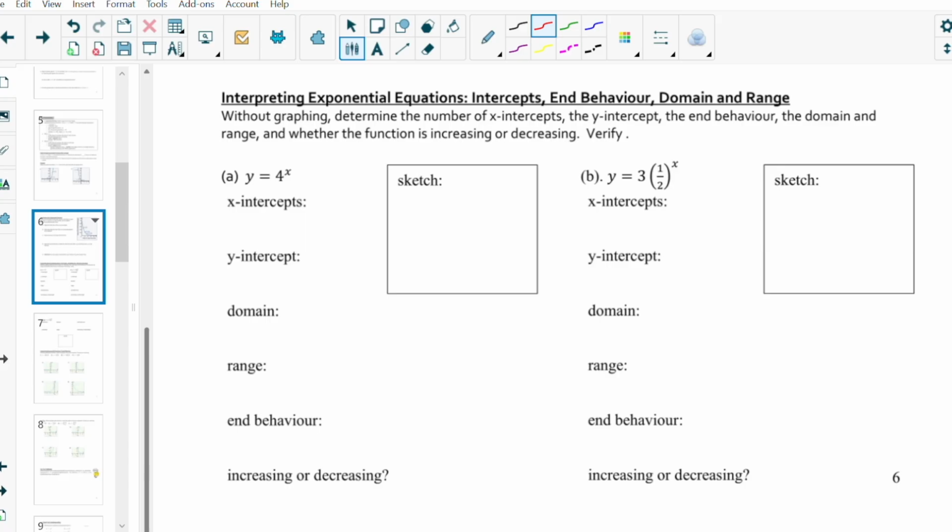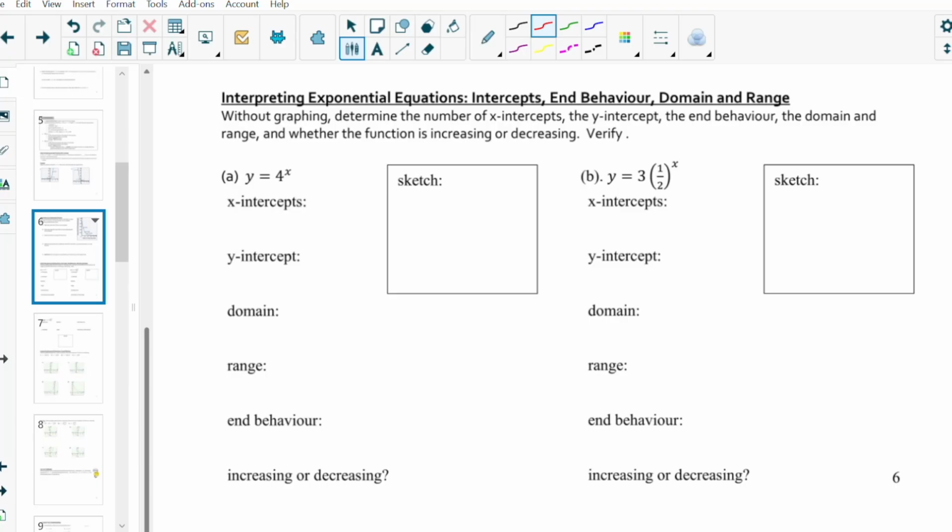Hey everyone, let's continue with interpreting exponential equations, the intercepts and behavior, domain and range. So the goal here is, after learning about all the basic characteristics of your exponential functions, an increasing function and a decreasing one, can you kind of visualize this in your mind and answer some questions about the key characteristics without sketching? We'll do the sketch afterwards to verify.